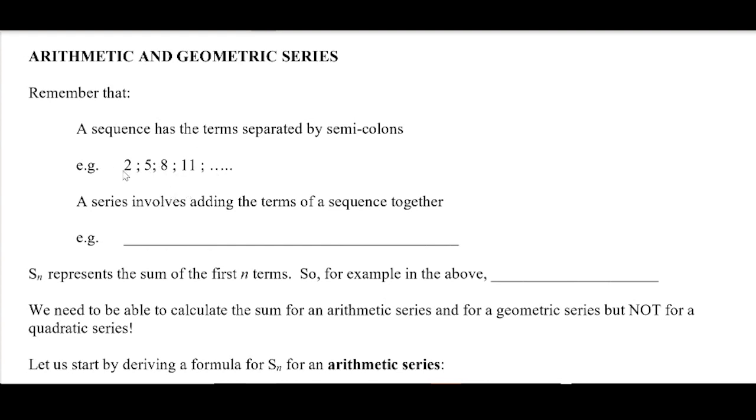So for example, here we've got an arithmetic sequence, 2, 5, 8, 11, common difference of 3. The corresponding series would be 2 plus 5 plus 8 plus 11, right? And just as we had Tn representing the nth term, Sn represents the sum of n terms. So in this example above, S3 means the sum of the first 3 terms: 2 plus 5 plus 8, all right, comes to 15.